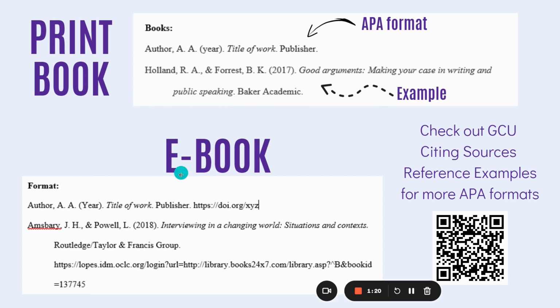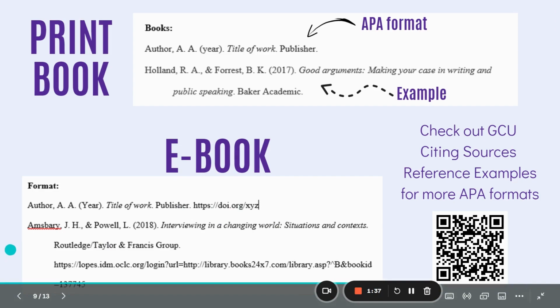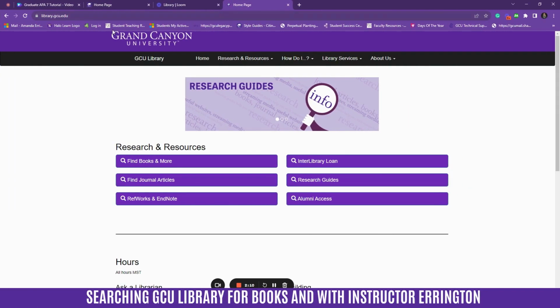And then the ebook is very similar. It's going to be the same formatting and then followed by a link. And that link can be found in the GCU Library. There's either going to be a DOI link or another form of link, just as long as your ebook has a link that follows the library.gcu.edu website.